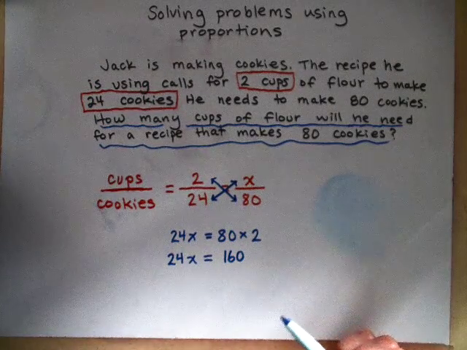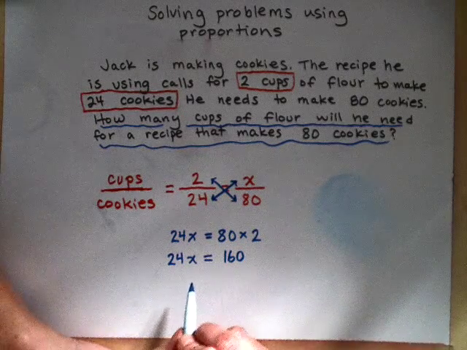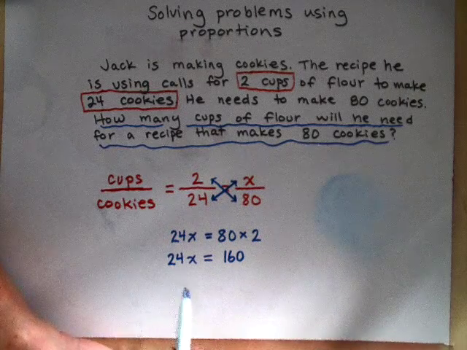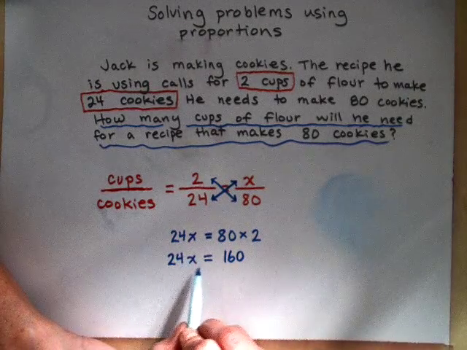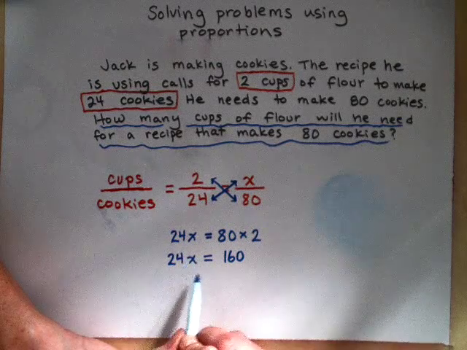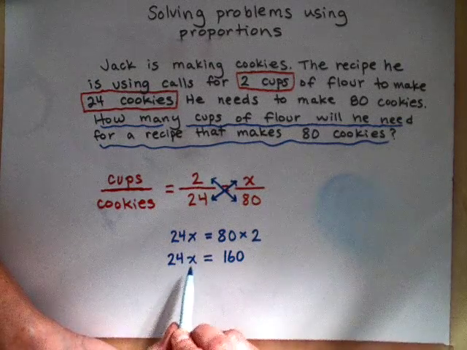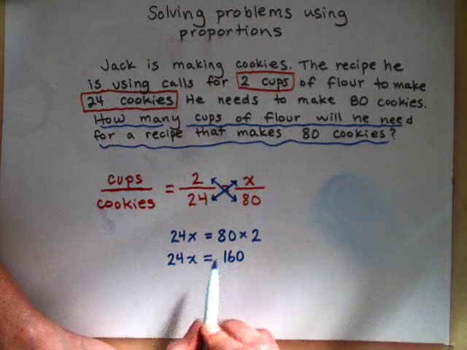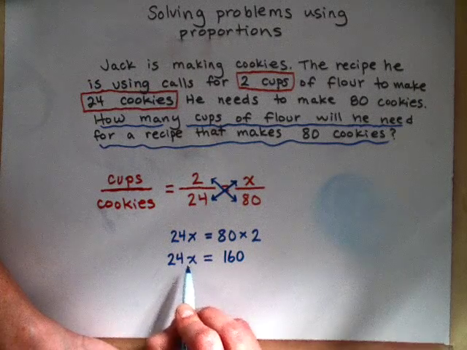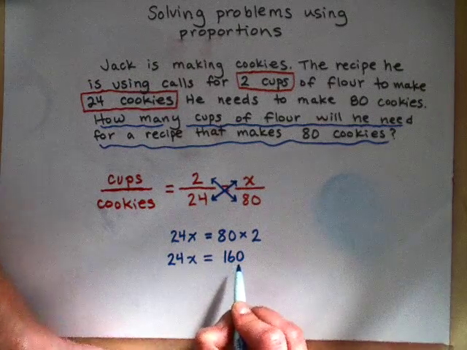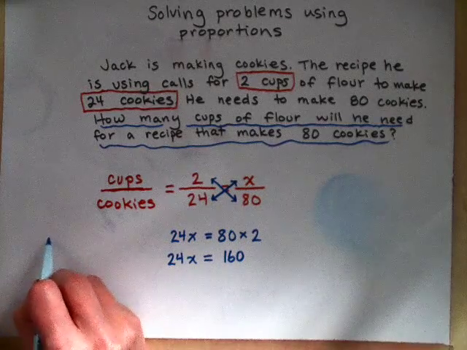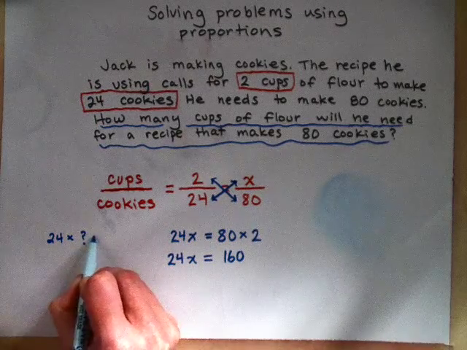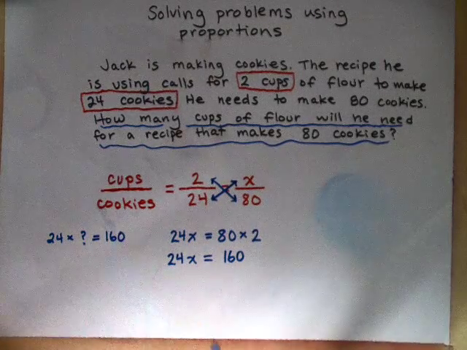Oh, the reason you have to divide, I might want to talk about that too. Okay, this is a lot of information, I understand, in this problem, so try to bear with me. Now, in order to solve for x, you want to figure out what x is. In order to do that, you have to know what 24 is being multiplied by to equal 160. So 24 times what equals 160? So let's just put this over here as a separate little thing. 24 times what number equals 160?